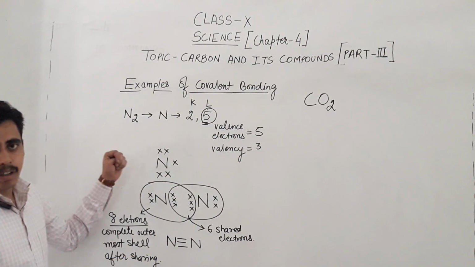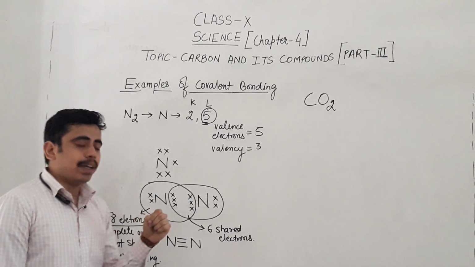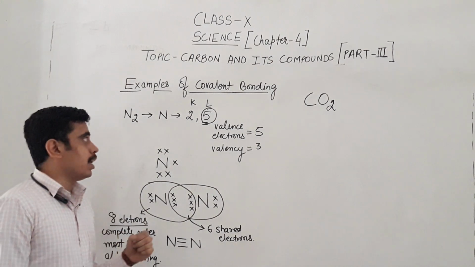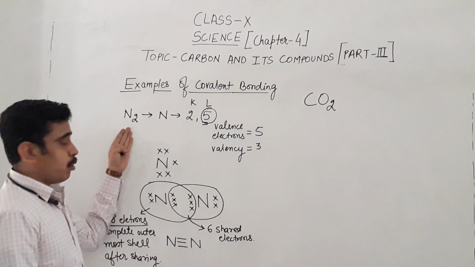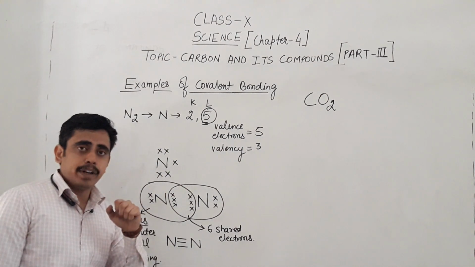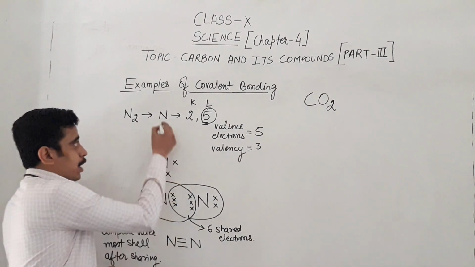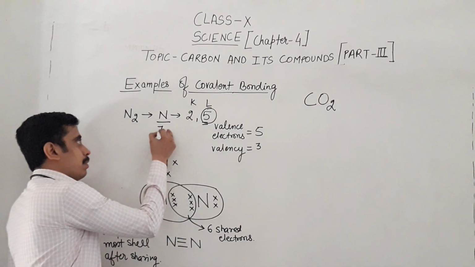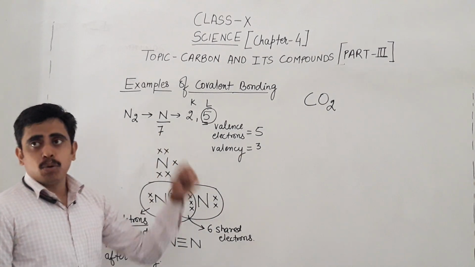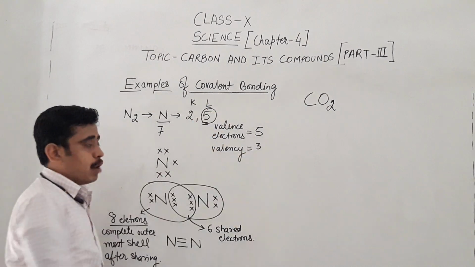Let's see a few more examples of covalent bonding, molecules formed by covalent bonding. Nitrogen is another molecule which is formed by covalent bonding. The nitrogen molecule is formed from nitrogen atoms. What is the electronic configuration? Its atomic number is 7, so its electrons are distributed like this: 2 electrons in the inner shell and 5 electrons in the outermost shell.